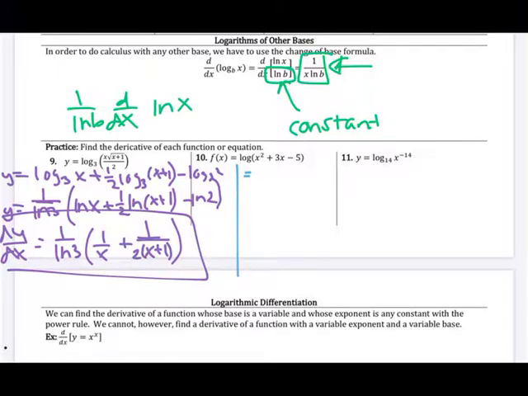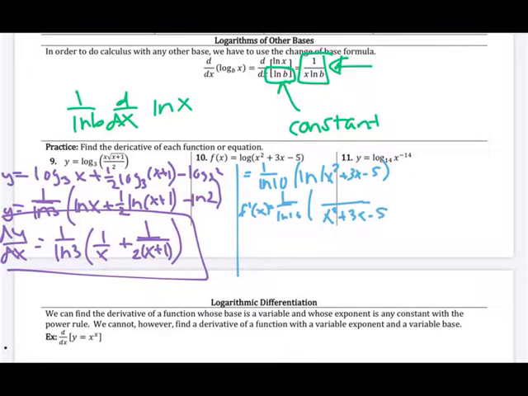All right, for number 10, let's start by converting this to natural log. So this is log and there's no subscript, which means this is going to be 1 over natural log of 10 times natural log of x squared plus 3x minus 5. To take the derivative of that, I'm going to just leave my 1 over natural log of 10 in front. This is going to be 1 over the inside part of the function, so 1 over x squared plus 3x minus 5. But in the numerator, we need to apply the chain rule here, so we need to take the derivative of what is in the denominator, which is going to be 2x plus 3.